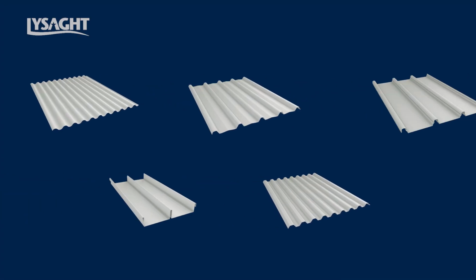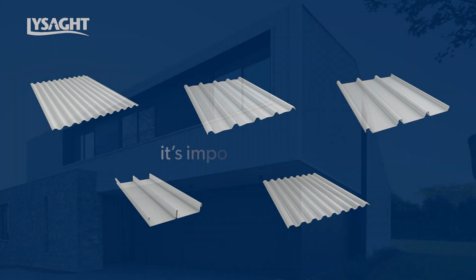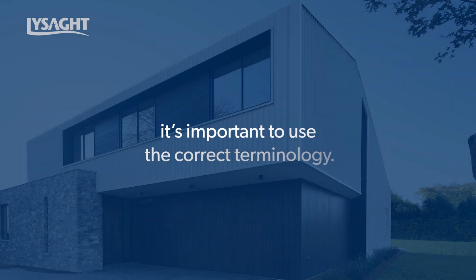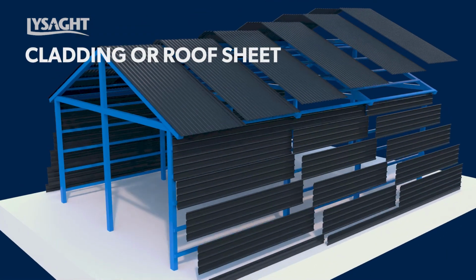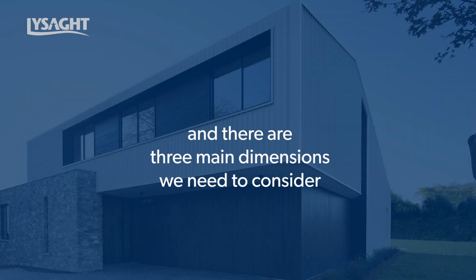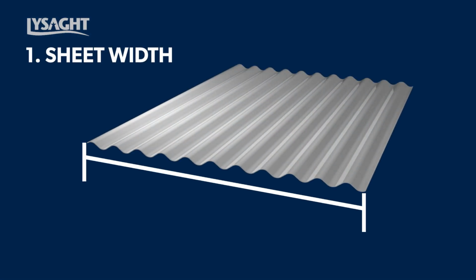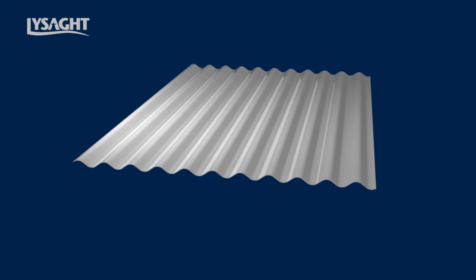At Lysaght, we manufacture and sell a range of quality roof sheet products in a variety of profiles. When talking about Lysaght sheet profiles, it's important to use the correct terminology. Cladding is another name for roof or wall sheeting, and there are three main dimensions we need to consider. First is sheet width. This is the total width of the roof sheet as it's manufactured, including any edges that might overlap with adjacent sheets. It's the actual physical width of the sheet.